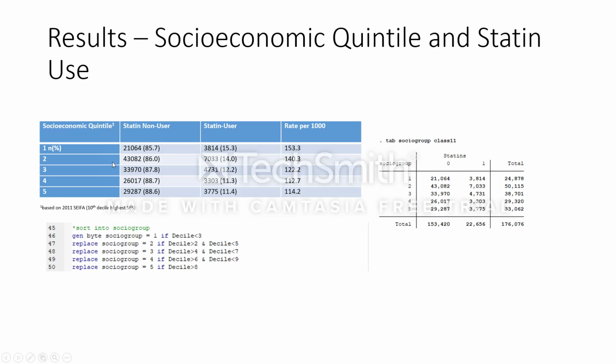Socioeconomic quintile number 1 had the highest rate of statin usage per 1,000 users, whereas socioeconomic quintile 5 was lower, and you can see it generally trends down. So basically the results of this study show that the lower the socioeconomic quintile, the higher the rate of statin usage.